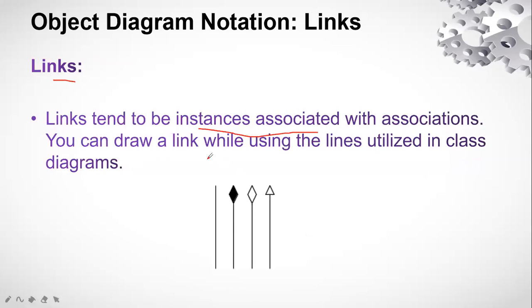You can draw a link by using the lines utilized in the class diagram. These particular links are the same as the class diagram, such as generalization, dependency, association with the multiplicity. It can be one to one, one to many, many to one, and so on and so forth. This we have already covered in the last lecture, that was of class diagram.